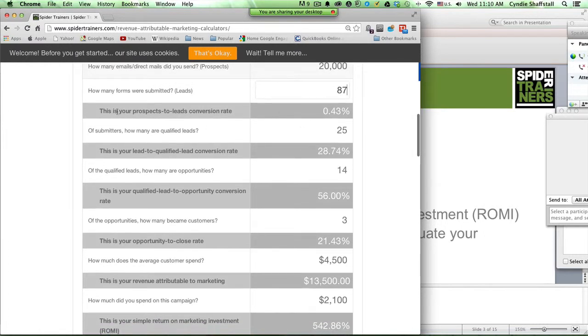This number, this percentage here, is our prospect to leads conversion rate, and it's 0.43%. And so pay special attention to all the numbers in the gray, because we're going to use those again in a minute, and we're going to use it for predictions.